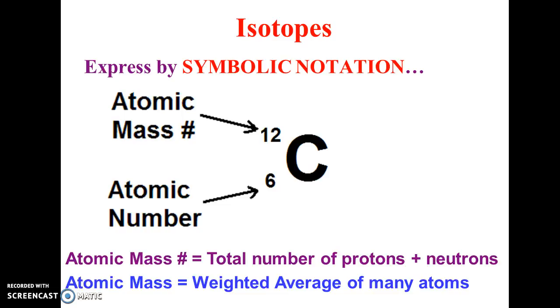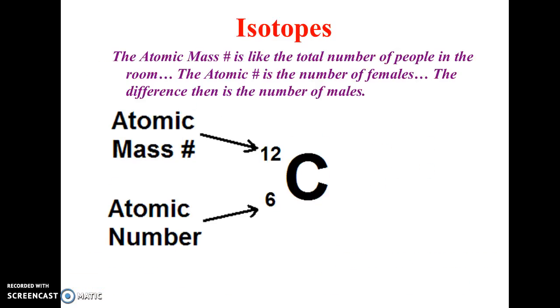The atomic mass, again, was the weighted average of many different atoms. This is the mass of a single particular atom. Now that's the normal carbon, 6 protons and 6 neutrons for an atomic mass number of 12. This one would be an isotope of carbon, and it has, again, 6 protons because it's still carbon. But now it's telling you that there are 14 total particles in the nucleus. 6 of them are protons, the other 8 must be neutrons.